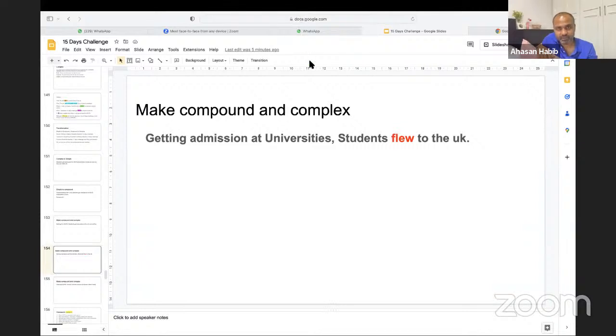Okay, excellent. Thank you for responding. So we can say, student got admission at universities and they flew to the UK. Very simple. Can you remember FANBOYS? We are using and here to join 2 separate sentences. It's a compound sentence. So students got admission at universities and they flew to the UK.